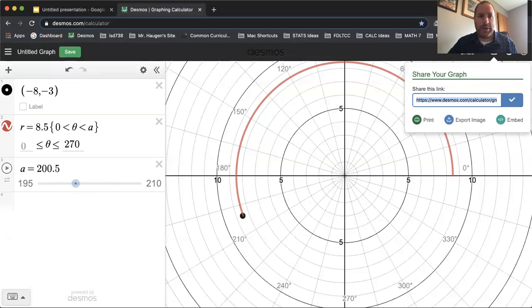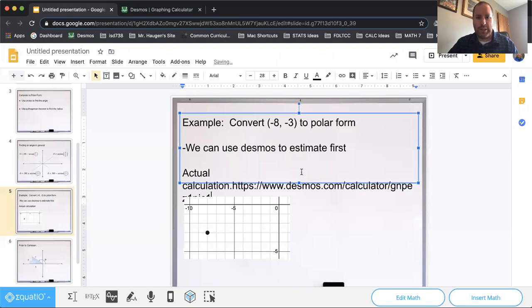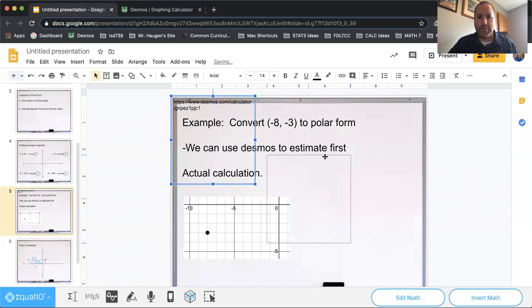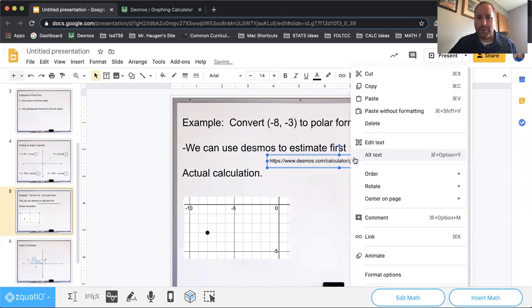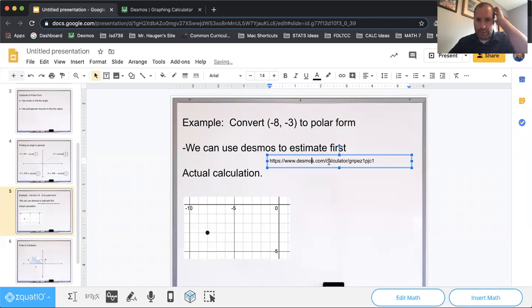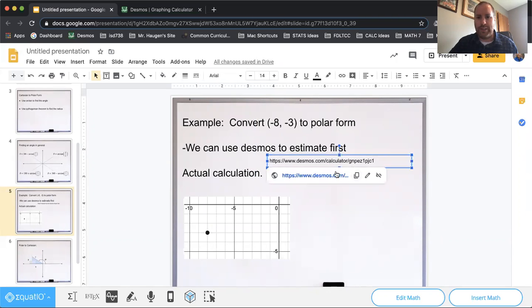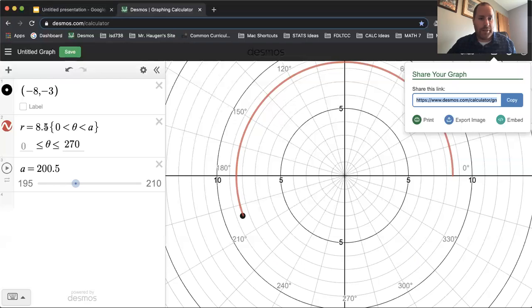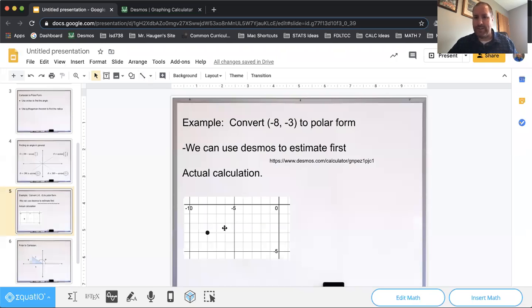So let's grab a copy of this so we make sure that it's in here. So if you want to use Desmos to do that, you certainly can. I will hyperlink that right to itself. So if you want to click on this and follow that Desmos link, it might take a little bit to actually get it to pop up, or you can copy and paste it right in there. So we know this part, right? It should be about 8.5 comma about 200. That should be what we get as our end result.